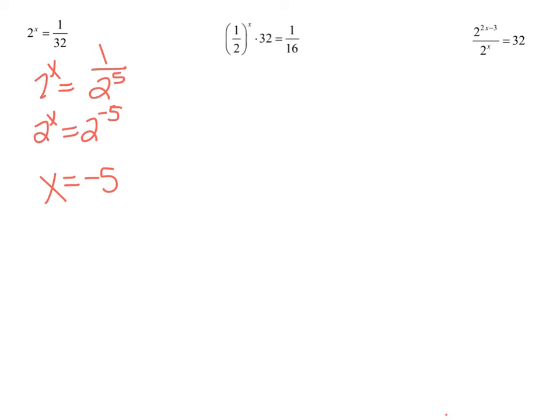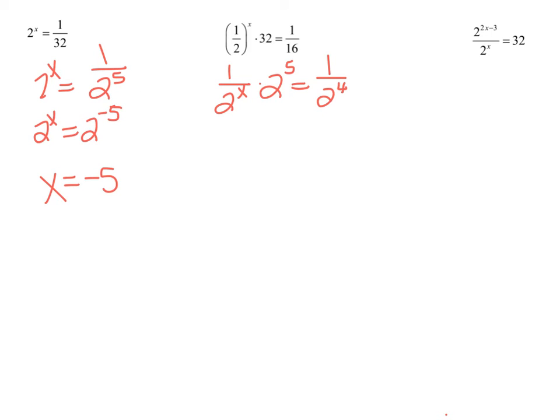All right, over here, so now I have 1/2 to the xth power. So I'm just going to rewrite this as 1 over 2 to the xth power. I could write 1 to the xth power over 2 to the xth power, but what's 1 to the anything? It's just 1, so I'm not going to write that. Okay, times 32, which is actually 2 to the, we just said 5th power, right? Equals 1 over, what's 16? 2 to the 4th. Let's get everything in the numerator right now.